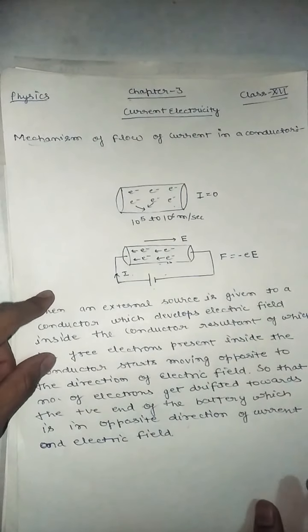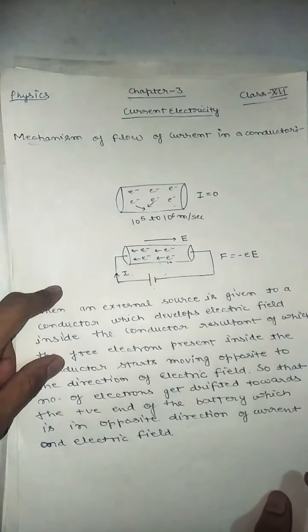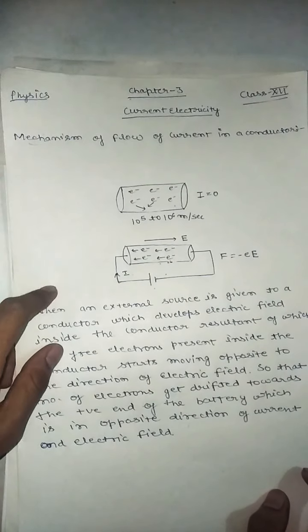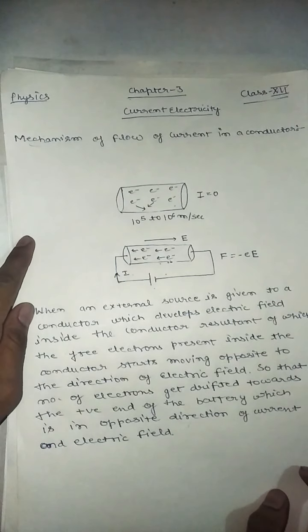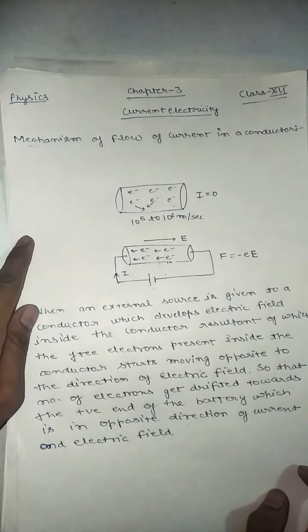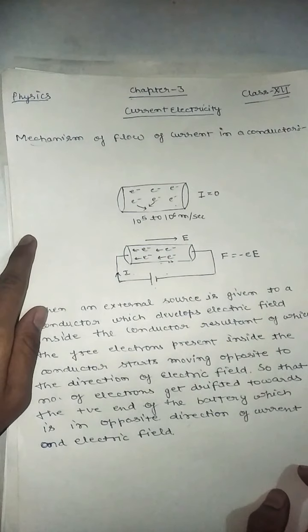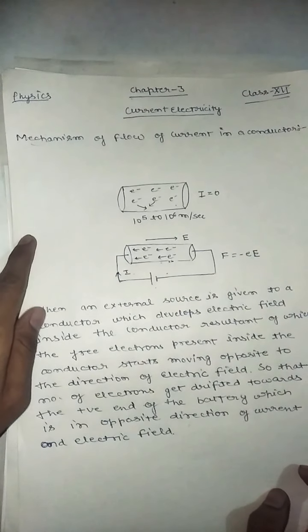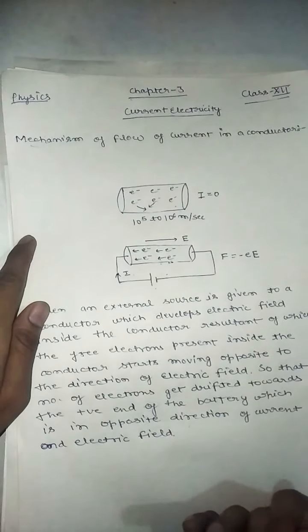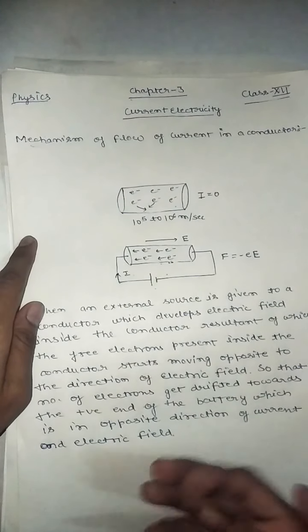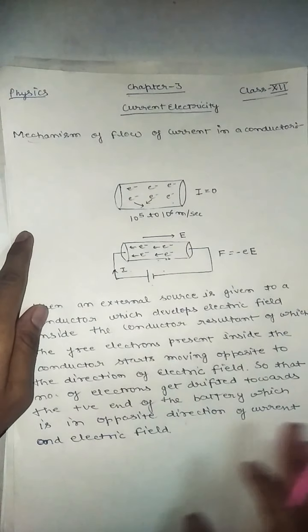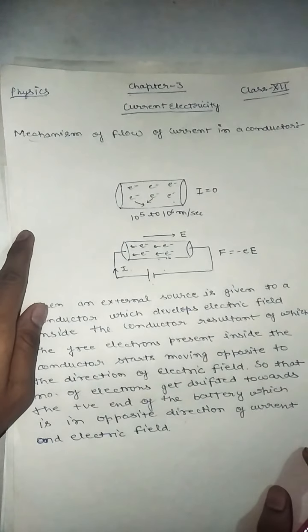So let me discuss one more thing, that is, what is drift velocity. The average velocity by which the electrons get drifted towards the positive end of the battery is called drift velocity. And the time taken between two successive collisions by these free electrons is called relaxation time. We'll discuss this further in our next lecture. So this is all about the mechanism of the flow of current in a conductor.